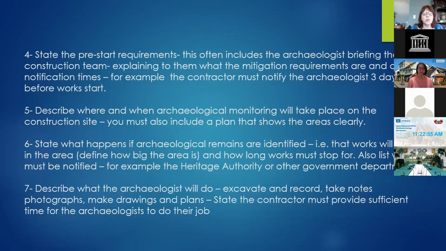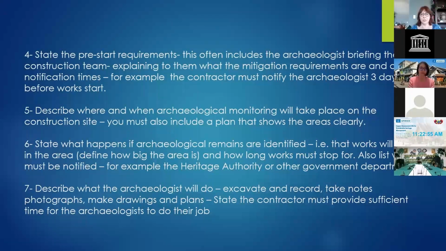You also have to state what happens if archaeological remains are identified. If the archaeologist isn't on site and remains are identified, an example would be that all of the works in that area have to stop. It might be that if you found what you think is an archaeological remain, everything within 10 meters of that find has to be fenced off.